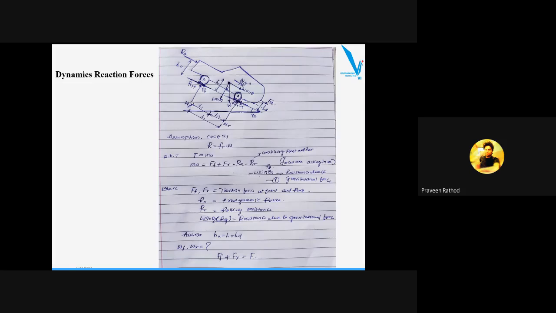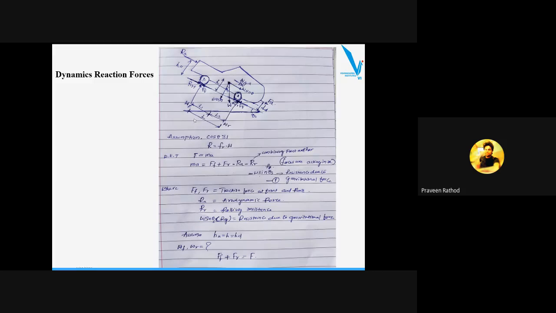If you get WF, then it is very easy to get WR. There is no big thing, only the signs change. So if you are going to find the equation of motion, or the dynamic equations, of a vehicle, you require the dimensions of the vehicle.